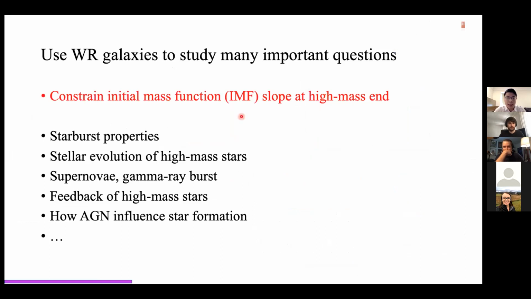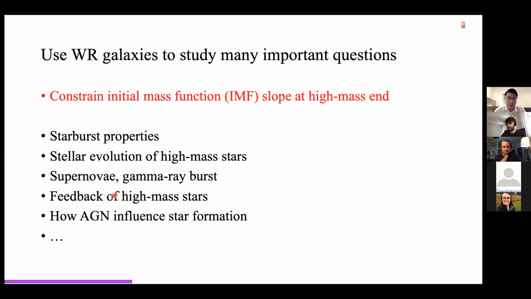So why are we interested in WR galaxies? First, they can be used to study the initial mass function, which I will talk about in a little more detail on the next page. Then we can also use WR galaxies to study starbursts because they are very high mass stars. We believe they can trace very recent starburst activities. We can also use them to study stellar evolution models, which we will also use in this project. They are also believed to have some link with special supernovae events or gamma ray bursts because they are high mass stars. They are believed to be possibly the progenitors of those.